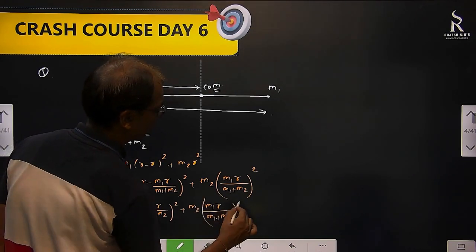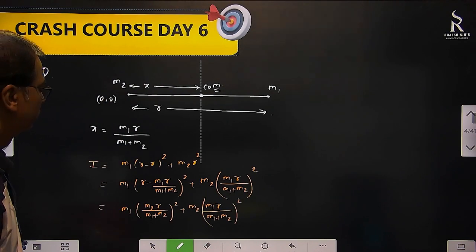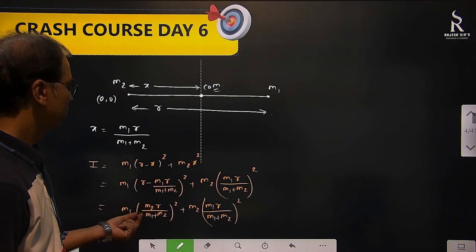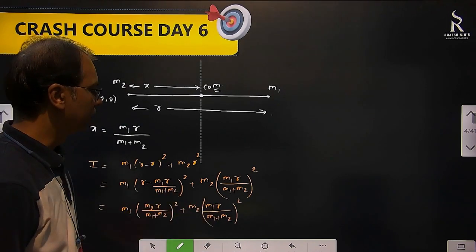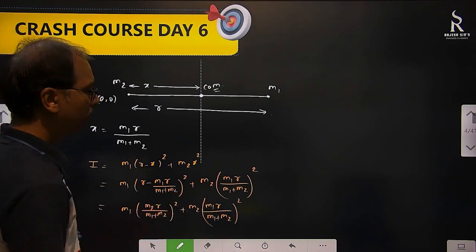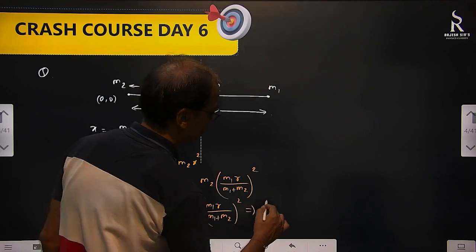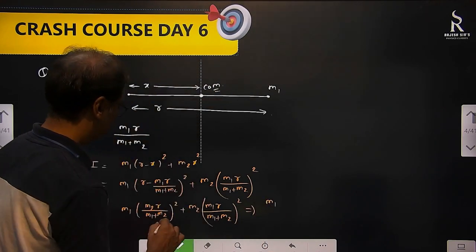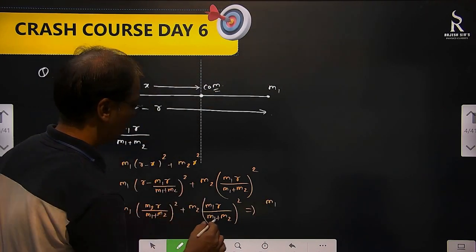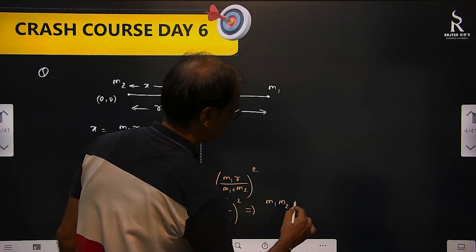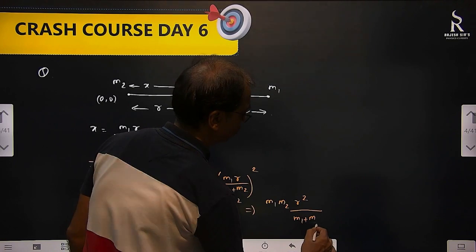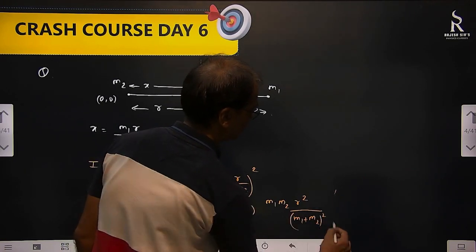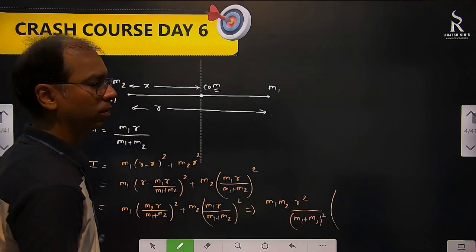Now in this, what can we take common? Here r square by m1 plus m2 whole square is fully common. So I take common m1, m2, r square by m1 plus m2 whole square. Now what is left is m1 plus m2.